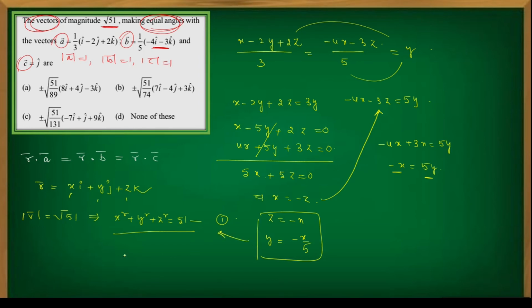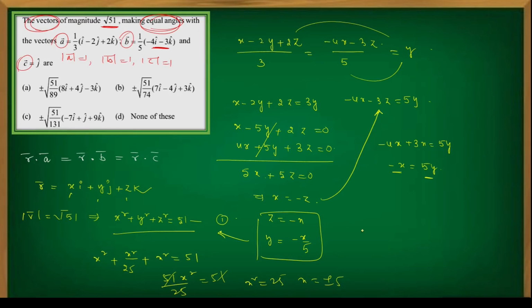Here x square plus y square plus z square is equal to 51. So take LCM 25: 25, 25, 50 and 51. So 51 x square by 25 is equal to 51. So 51, 51 cancel. x square is equal to 25. Therefore, you get x is equal to plus or minus 5. Then you can get y, then you can get z, then you can get r bar also.